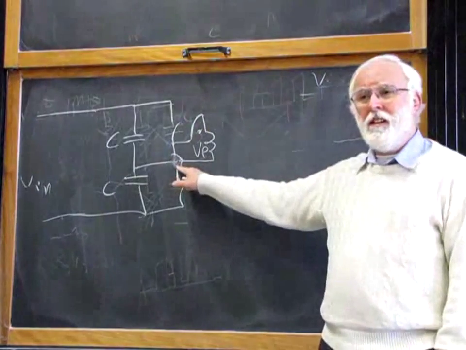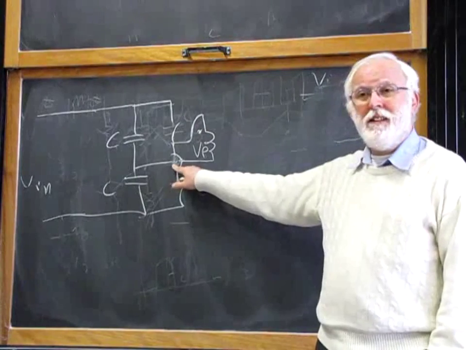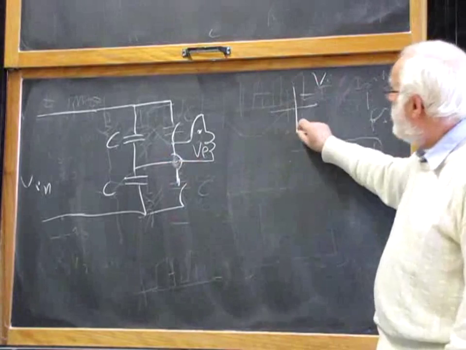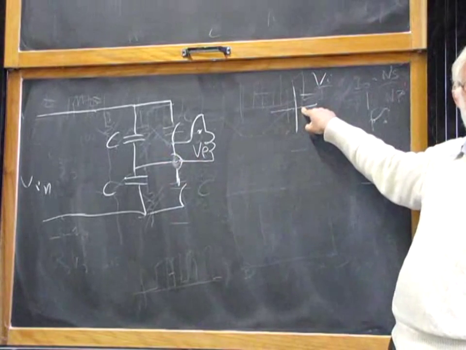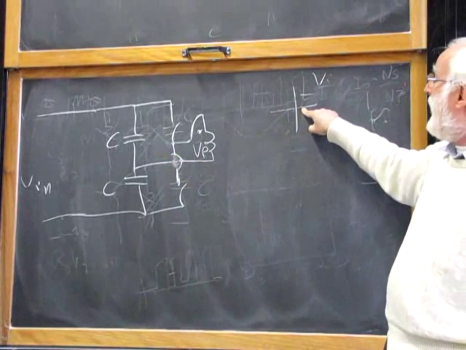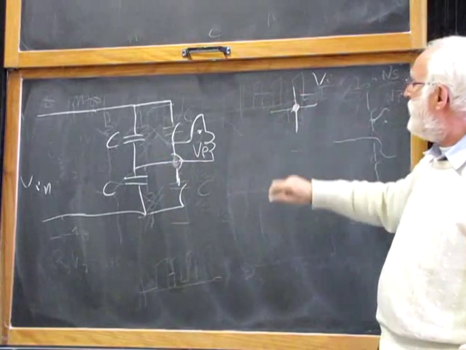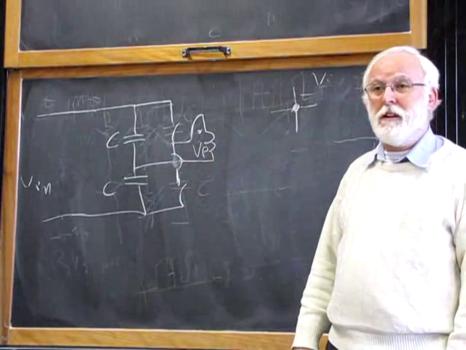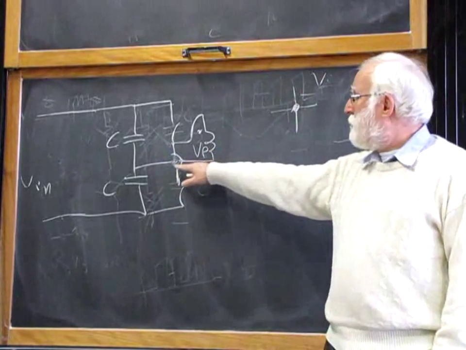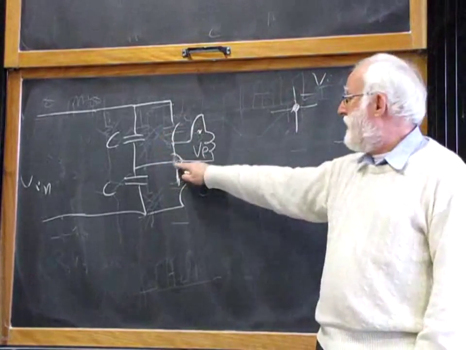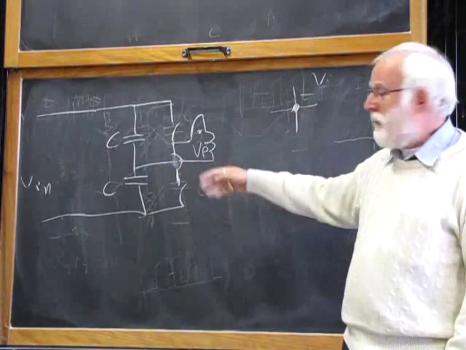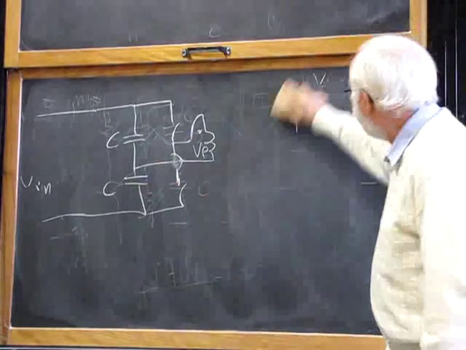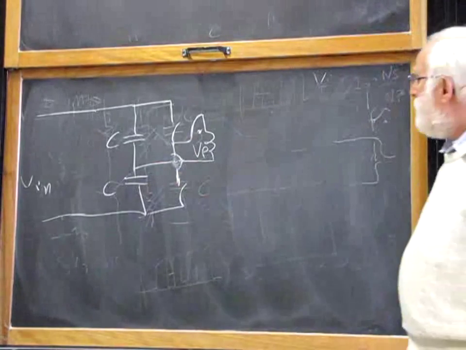This symbol is not correct. This jumper is not correct. When you have two wires crossing like this, it means there is no connection. If two wires are crossing and you want to indicate a connection, you have to put a dot. So the jumper like this should not be used in the schematics. I use it over here just to emphasize that there is no connection. But in real schematics, you will never find that jumper. It's not allowed anymore.